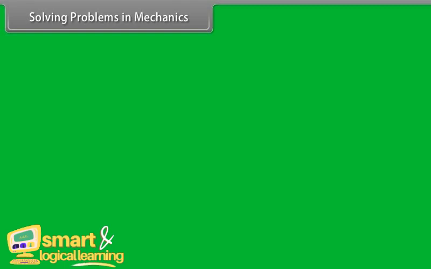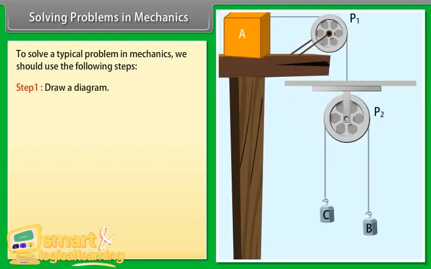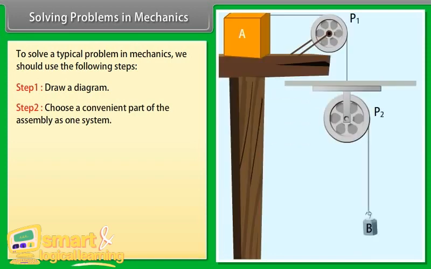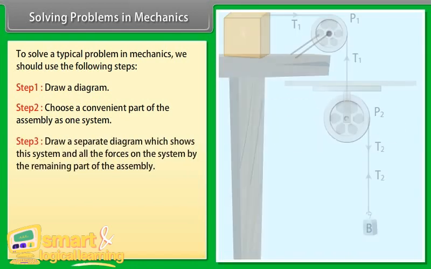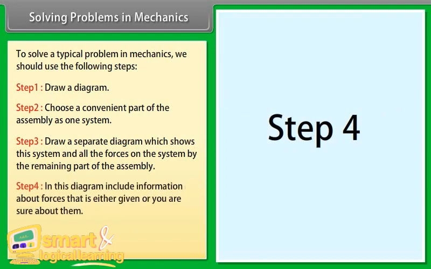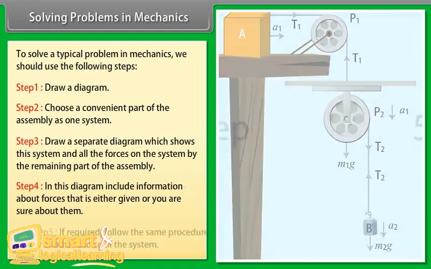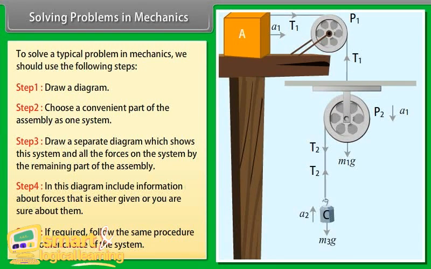Solving problems in mechanics. To solve a typical problem in mechanics, we should use the following steps. Step 1. Draw a diagram. Step 2. Choose a convenient part of the assembly as one system. Step 3. Draw a separate diagram which shows this system and all the forces on the system by the remaining part of the assembly. Step 4. In this diagram, include information about forces, that is, either given or you are sure about them. Step 5. If required, follow the same procedure for another choice of the system.